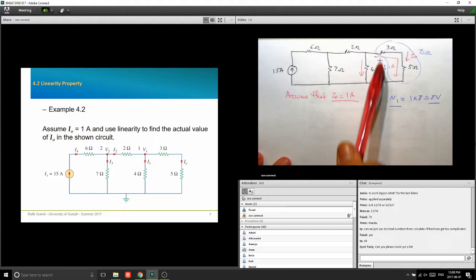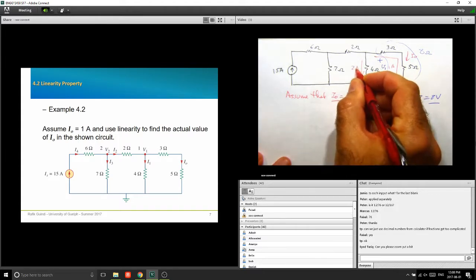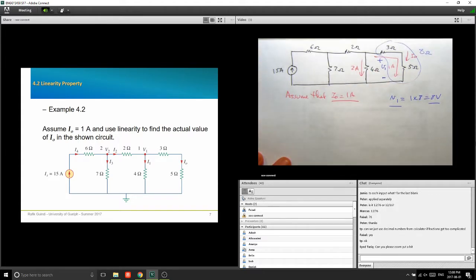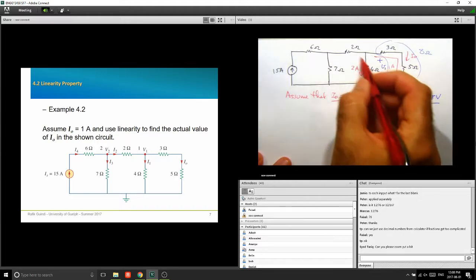See, we got 8 volts across from this node to that node. It's the same voltage across this resistor. So Ohm's law would tell us that this current is 2 amps, exactly. Okay? Let's go further.